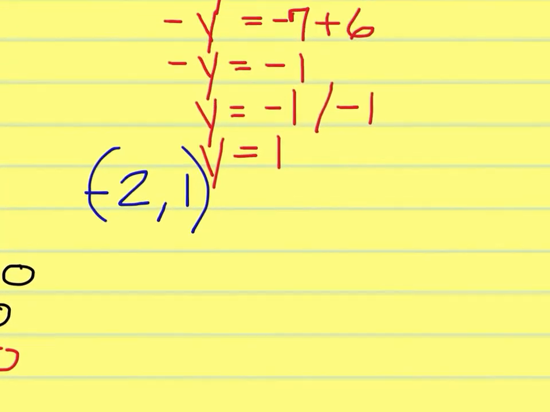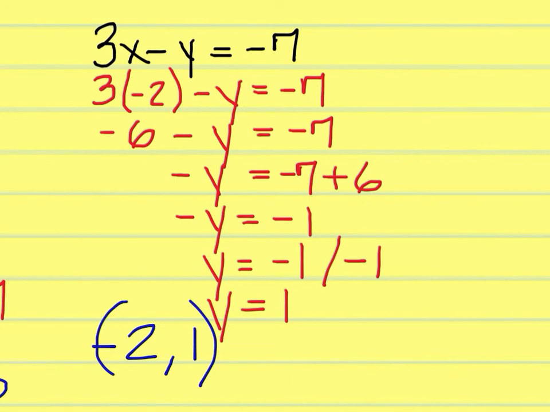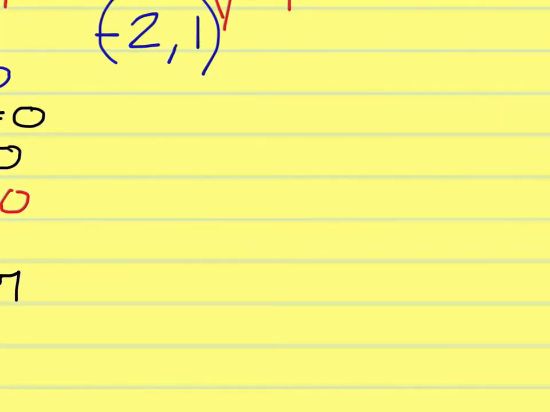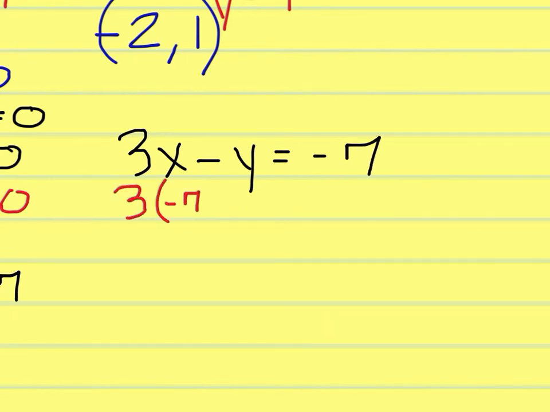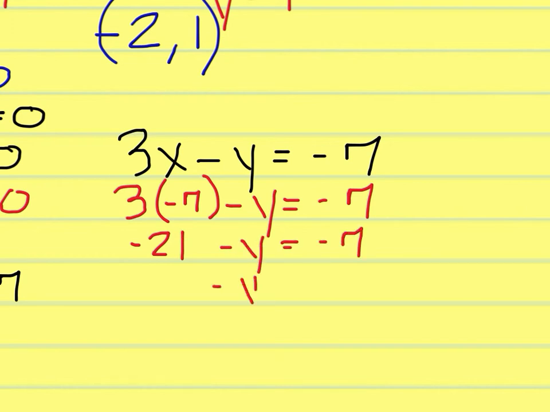So now we still need that same equation, 3x minus y equals negative 7. And we're going to plug in negative 7 for x. So there it is, and we can solve for y. That's a negative 21 minus y equals negative 7. Move the minus 21 to the right, make it plus 21. That's going to give me a positive 14.